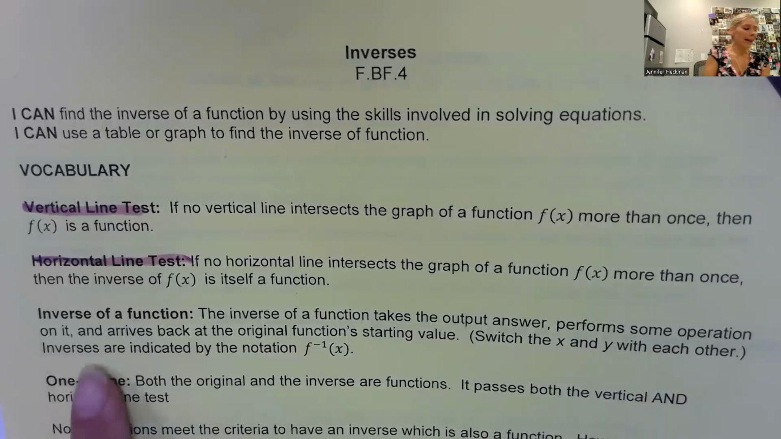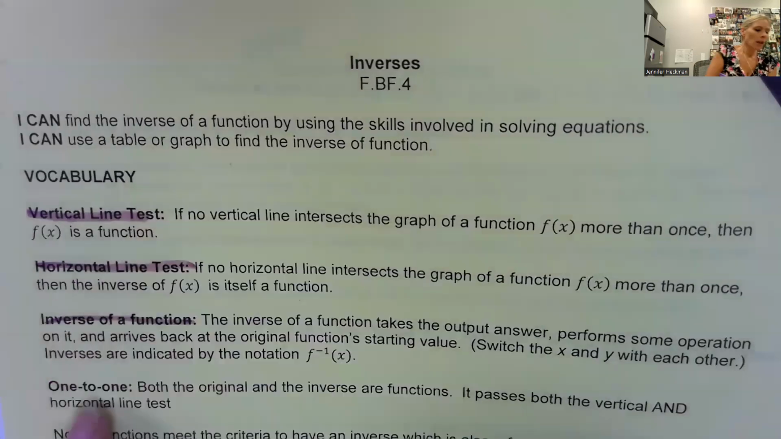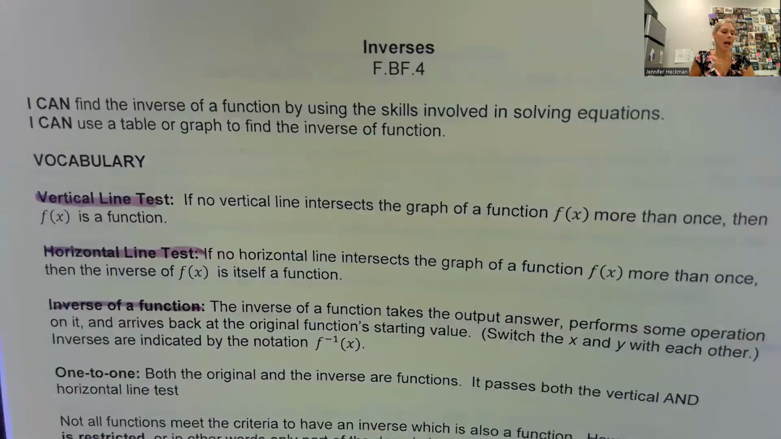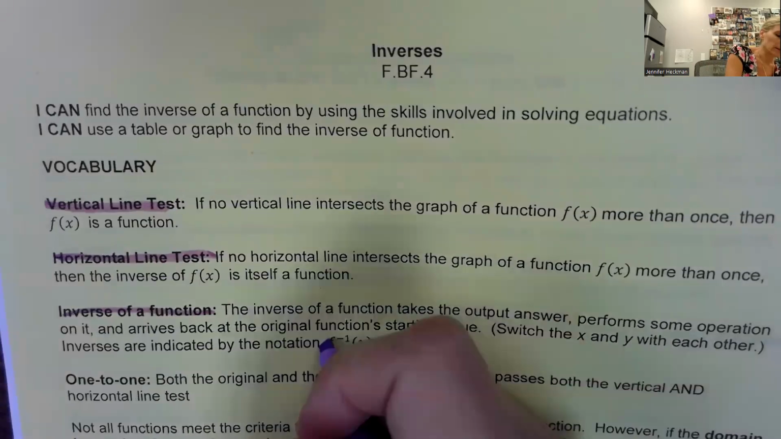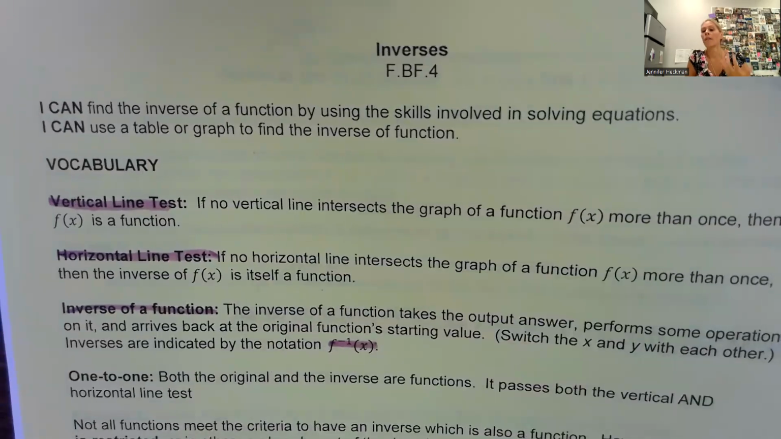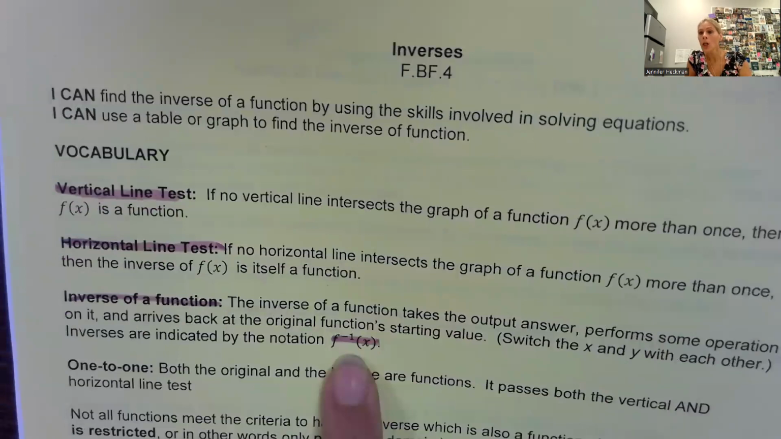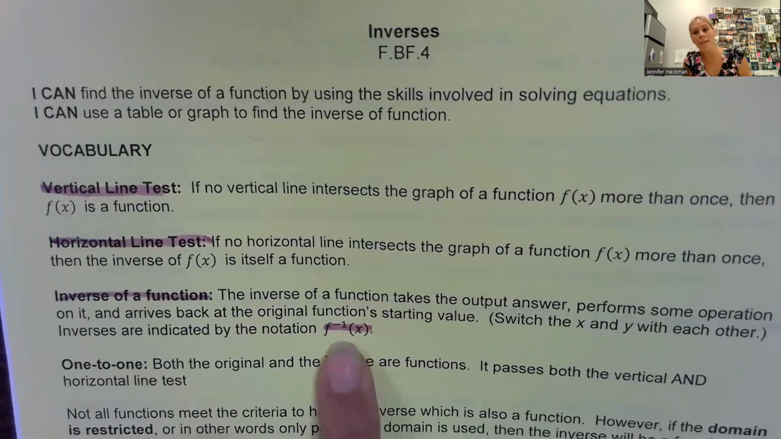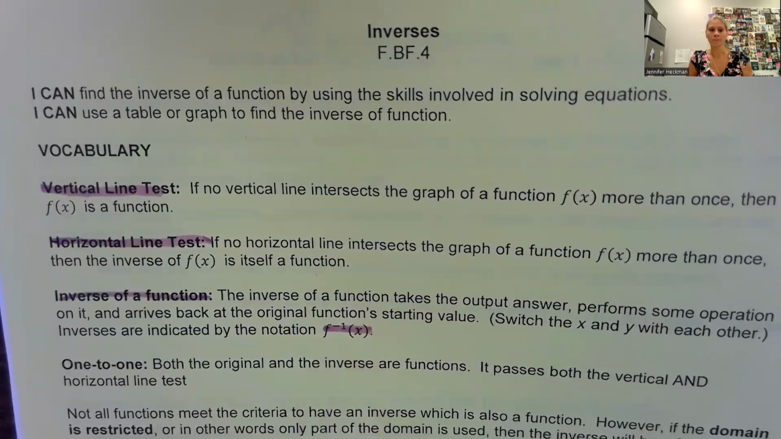So, an inverse of a function. The inverse of a function takes the output answer, performs some operations on it, and arrives back at the original function's starting value. That's a lot, right? So in other words, what we do is we switch x and y, and then we solve for y. But y is then indicated as f to the negative 1 of x. So anytime you see this, you can automatically say the inverse of f of x.